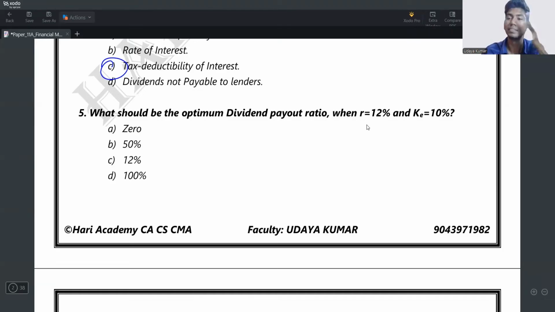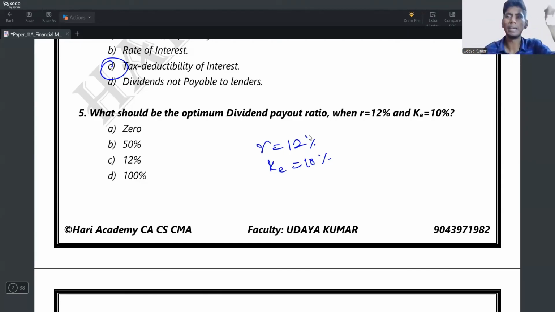The right answer is 0. Because in this scenario, R is equal to 12% and K is equal to 10%, right? To determine the optimum dividend payout ratio, we need to compare the return the company can generate by retaining earnings to the cost of equity capital.